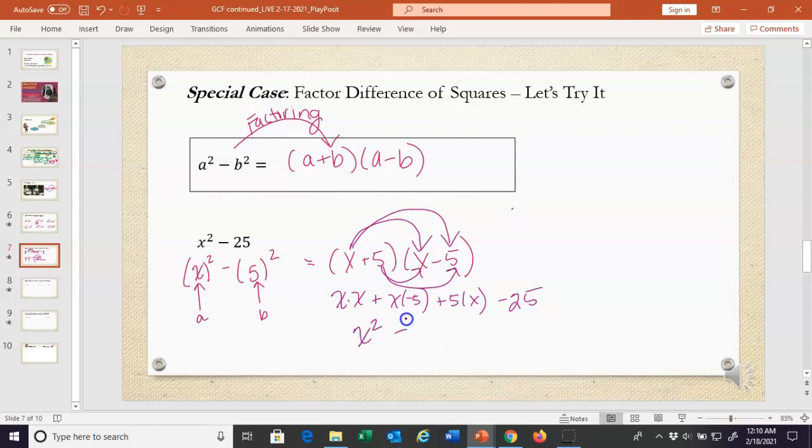Ooh, look what happens here. This is a negative 5x and a positive 5x. What happens to the middle terms? They go away. And look, we get back to where we started. x squared minus 25. So sure enough, it worked. We factored this binomial and got the product of two binomials. And you're going to see this pattern where the middle term disappears. And that's kind of the whole point of why the factoring of difference of squares works.